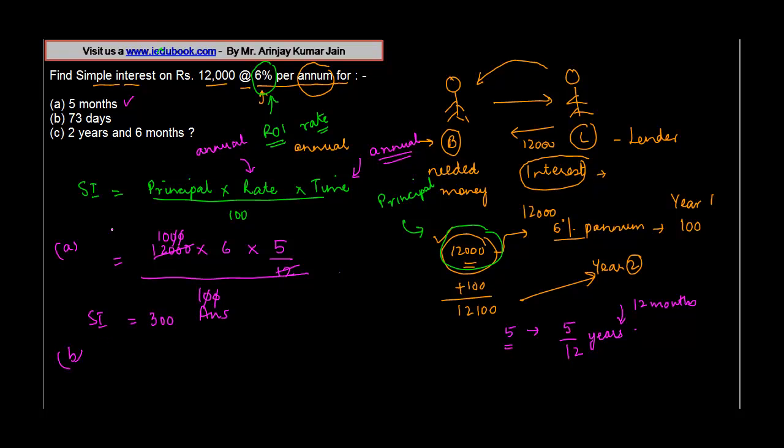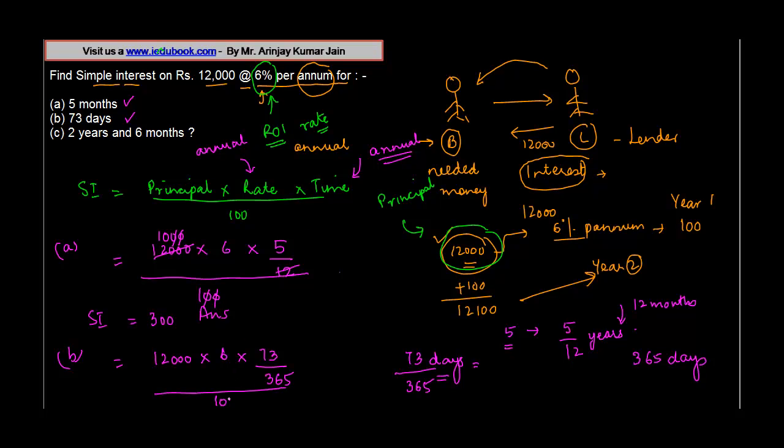Second case, 73 days. Again, how much is the principal? 12,000. There is no change there. Rate of interest is 6. The time is given in days, which is 73 days. Now in a year there are 365 days, right? So if you have to convert the days into years, you divide it by 365. Okay, so 73 divided by 365, because this time has to be in years, divided by 100.